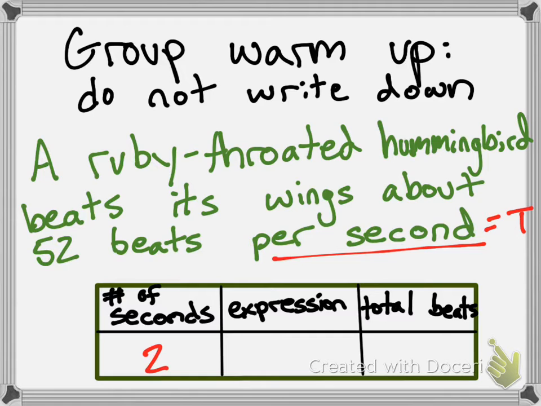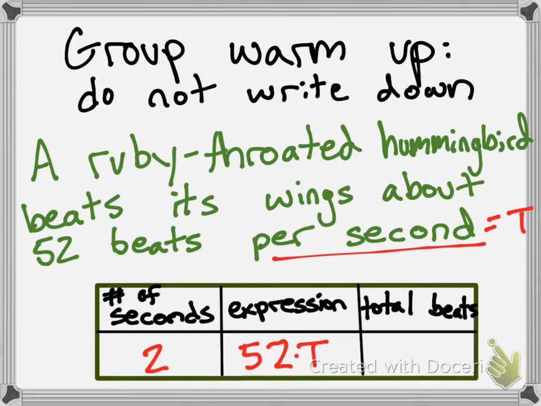So let's write the expression for that as a group. What would the expression be that helps us find our answer? And let's use it with our variable. Matthew, what would the expression be? Malia, what's your idea? 52T. Yeah, 52T. Because we know it beats its wings 52 beats per second. So that's multiplication. 52 beats per second.